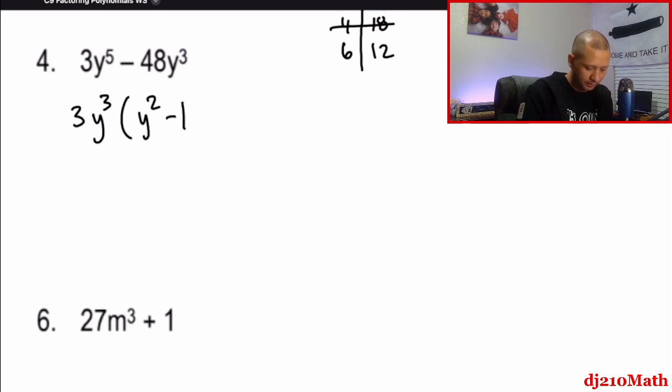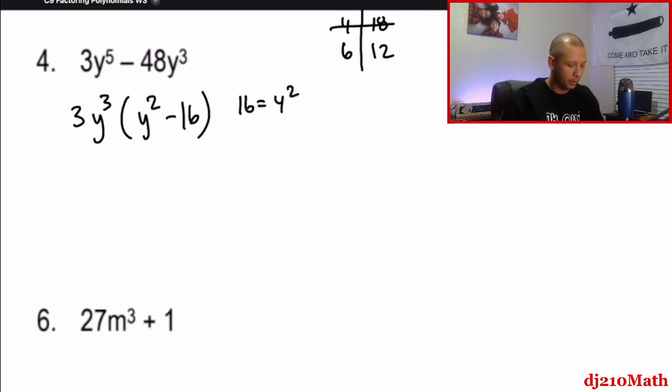Y squared minus 16. Okay, we look at y squared minus 16 to see if this can be factored any further. The difference of squares, right? You always got to be on the lookout for perfect squares. 16 is equal to 4 squared. So y squared minus 4 squared, that's a difference of squares.